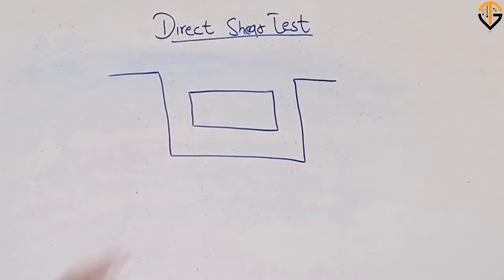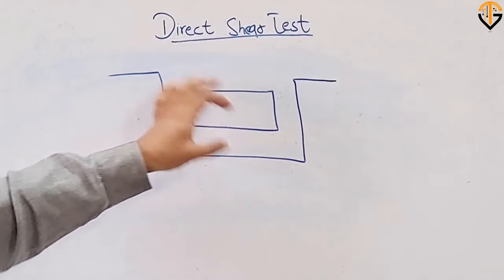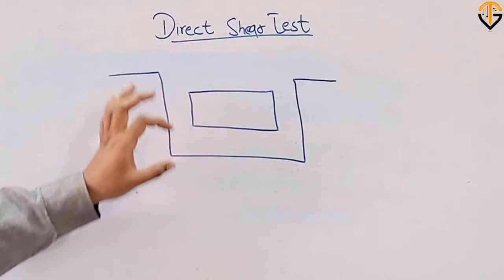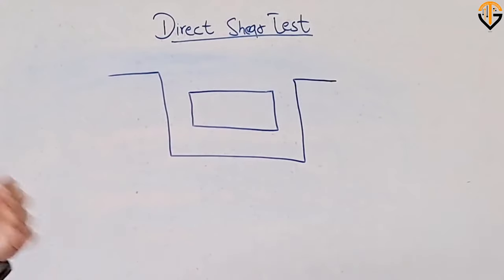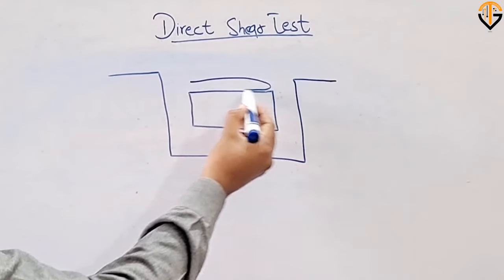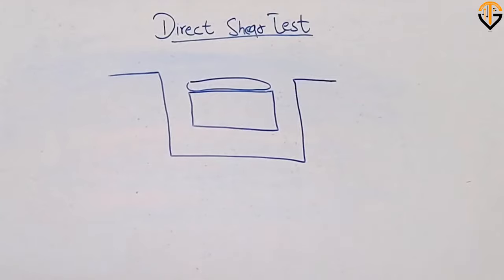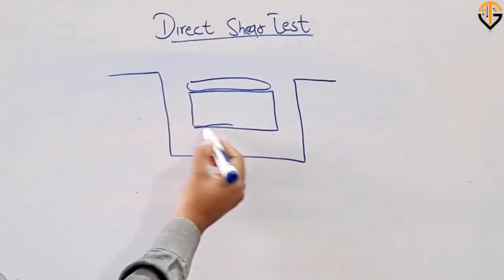It can be a 60 millimeter diameter soil sample with a 2 centimeter height. It can be a square soil sample. It can be a circular soil sample as well. So we place perforated porous stones at the top and bottom of the soil sample.